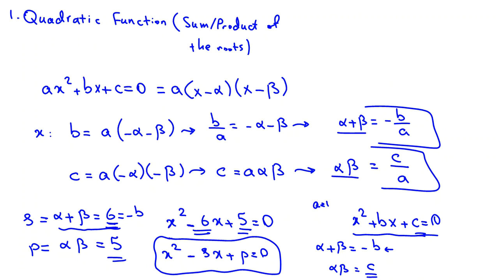Let me call this one star in part 1. If you know the sum of roots is s and the product of roots is p, then these alpha and beta are roots of what equation? What quadratic function? x squared minus sx plus p, where s is the sum of the roots and p is the product of the roots. Okay, so let's go to part 2.